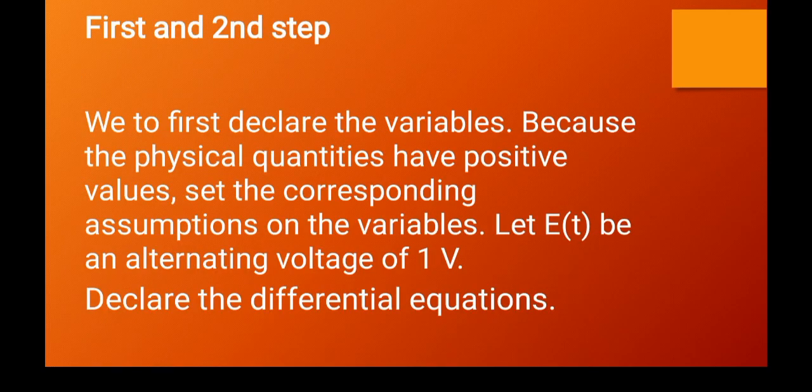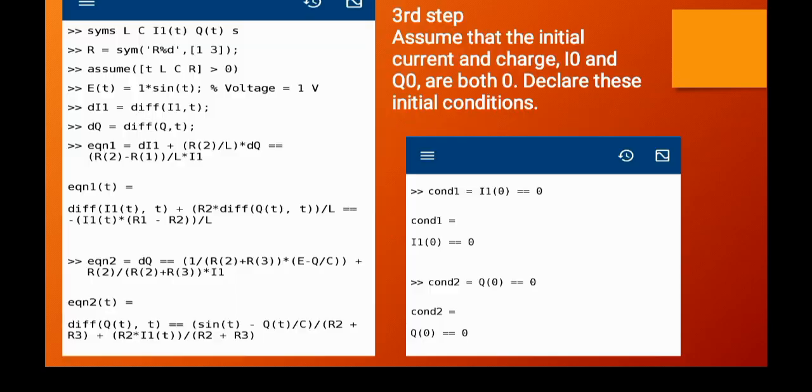The first and second steps are to declare the variables, because the physical quantities have positive values, and set the corresponding assumptions on the variables. Let E of t be an alternating voltage of 1 volt and declare the differential equations. These are the commands. Here we have explained what E of t is and defined all the variables, including the voltage, which I have given as 1 volt. We have also defined the di1 and dq, and the equation is also written, as previously explained.